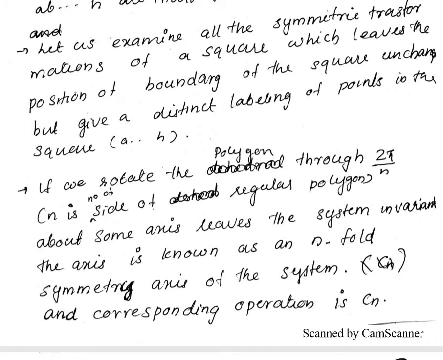So if we rotate the polygon through an angle of 2π/n about some axis and this leaves the system invariant, then the axis is known as an n-fold symmetry axis of the system, and the corresponding operation can be represented by Cn.